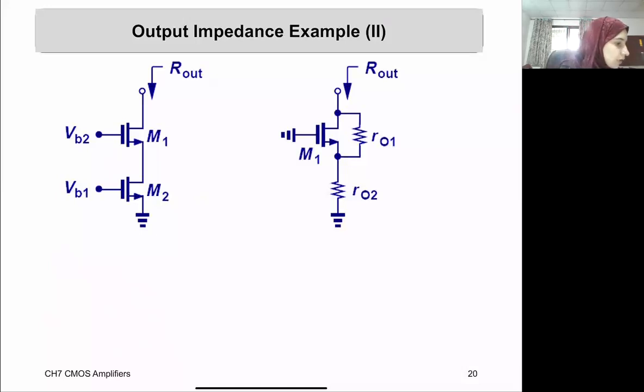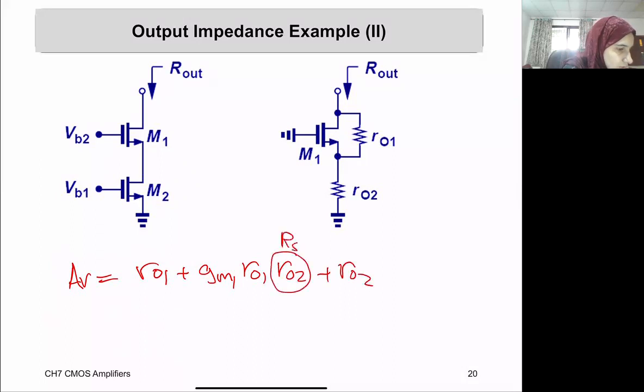So only the part that RS is going to be replaced with R out 1 plus GM1 R out 1 R out 2 plus R out 2. This is the original RS. Since we are looking into the drain of M2, it will be an R out 2. Ma'am, it's R out, not AV. Yes, thank you.